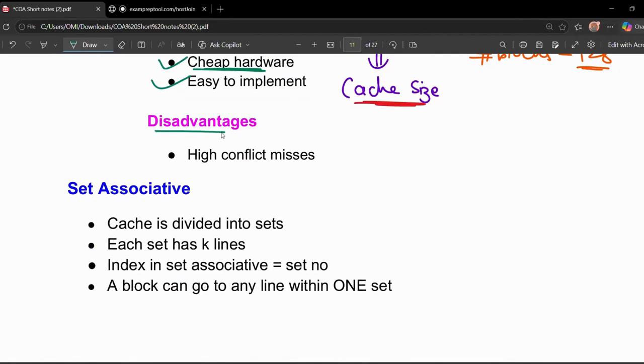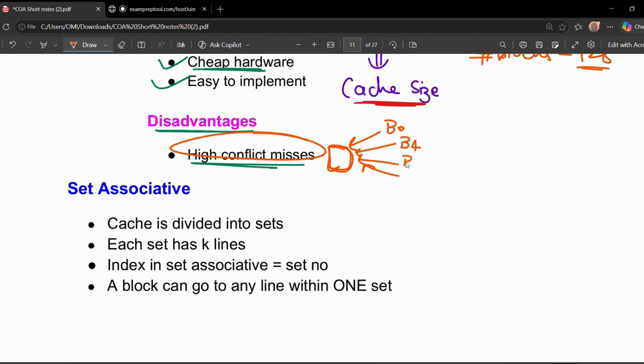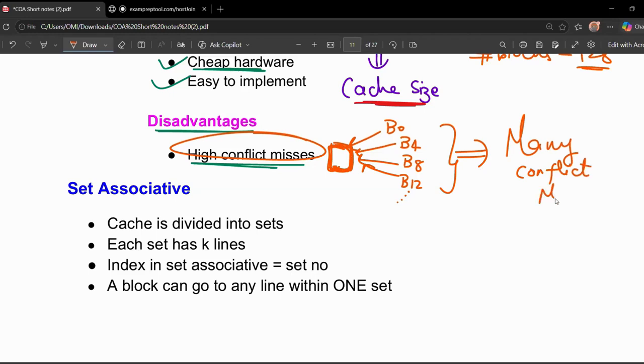But what is the disadvantage? High conflict misses, because many blocks may come for one location. Let's say B0 comes, then B8 comes, and then B12 comes, and so on. But you have only one location, so there are many conflict misses. Got it.